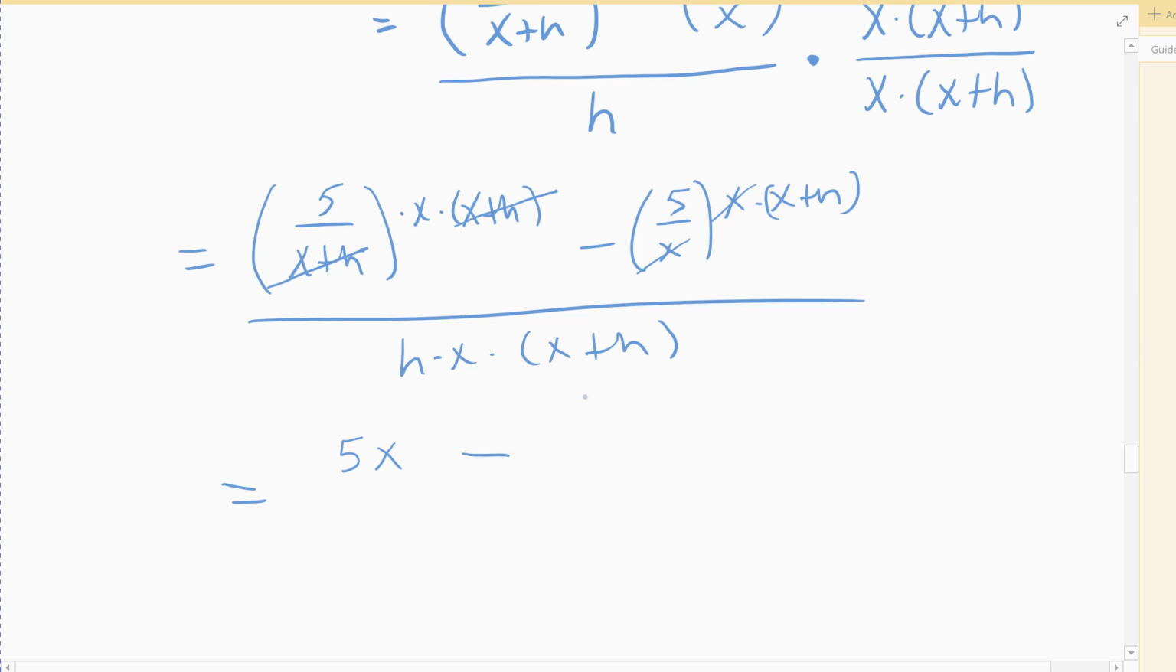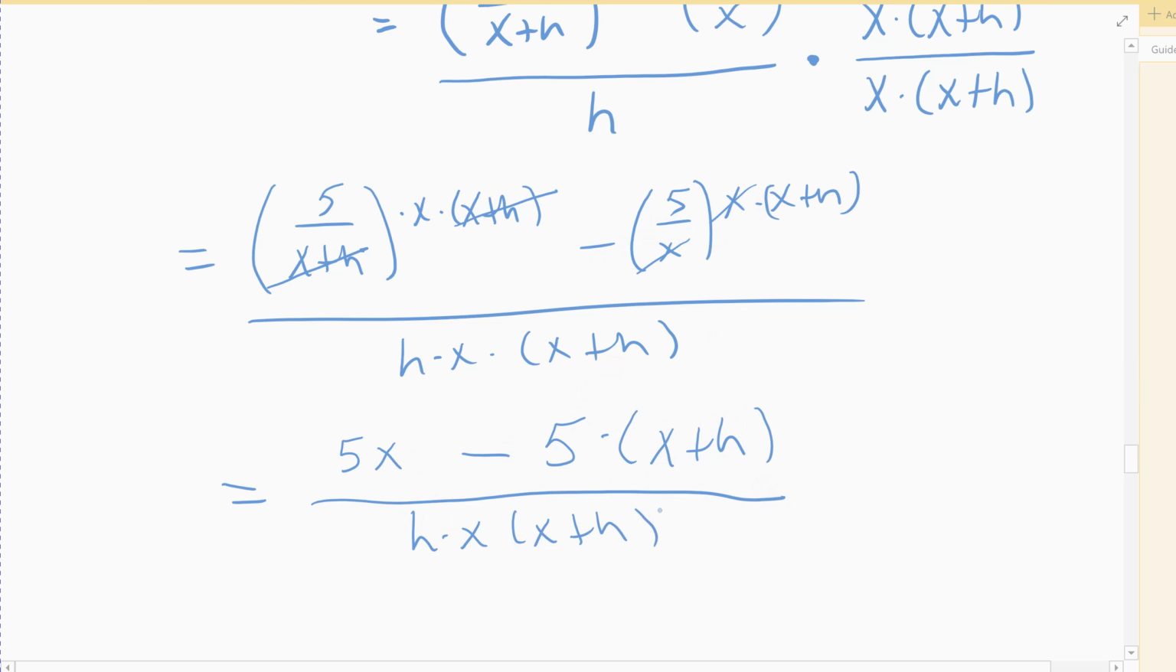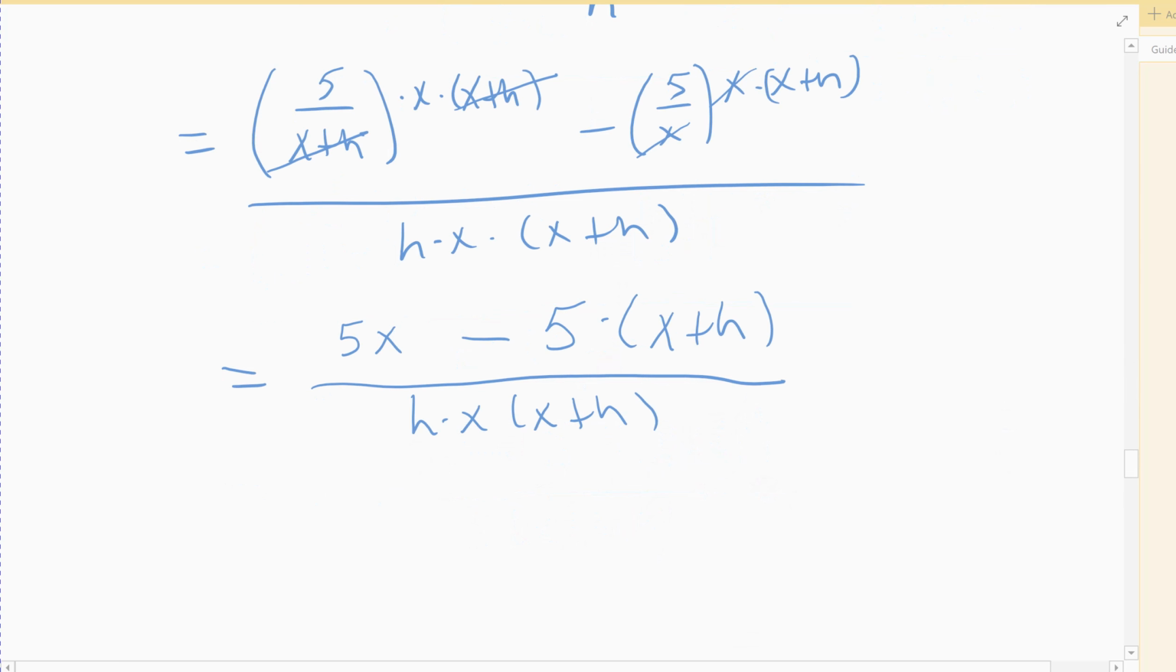In the second expression, I'm left with a negative 5 times, so I have a negative 5, right? The negative goes with the 5, times x plus h. Leaving that in parentheses is important because I'm going to have to distribute. And then in the bottom, I'm left with everything. Nothing simplifies there. I still have an x, I still have an h, and I still have an x plus h. All right. Now I'm going to simplify.